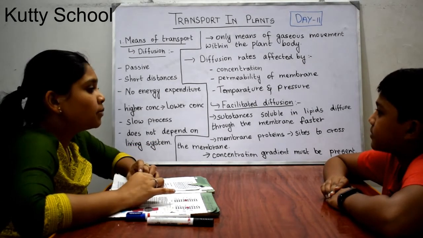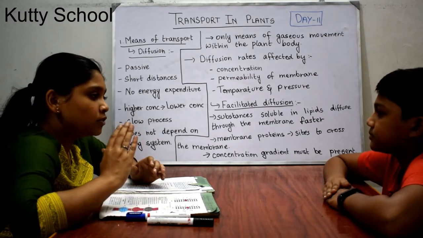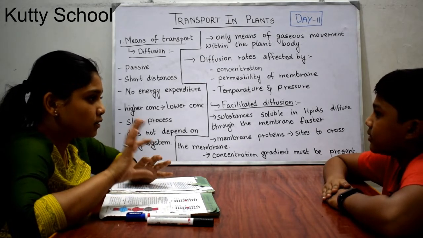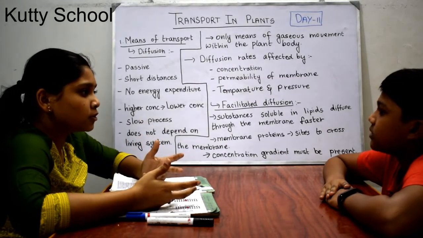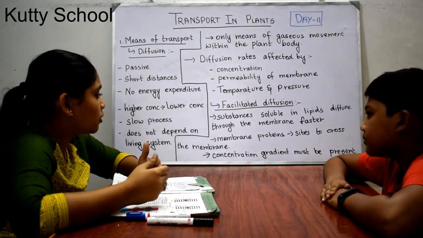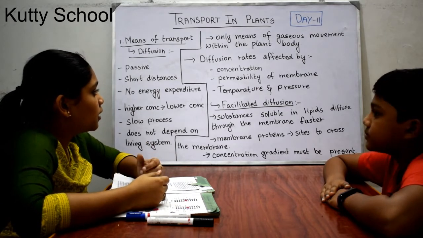And permeability of the membrane. How is the membrane permeable to what substances? If the membrane is not permeable to any substance, diffusion cannot occur. Then temperature and pressure.